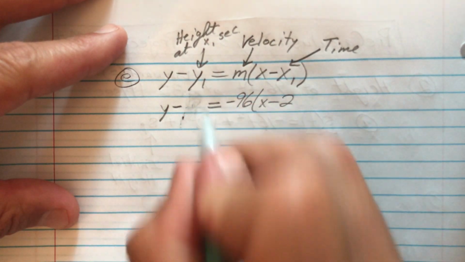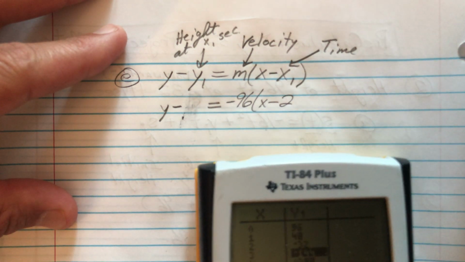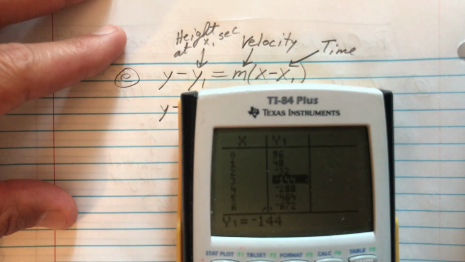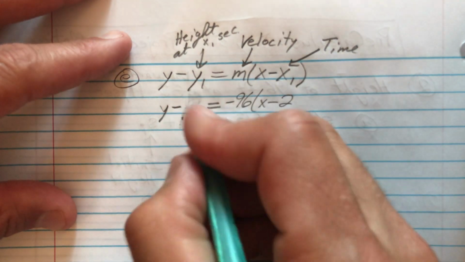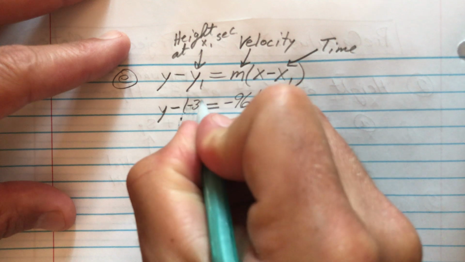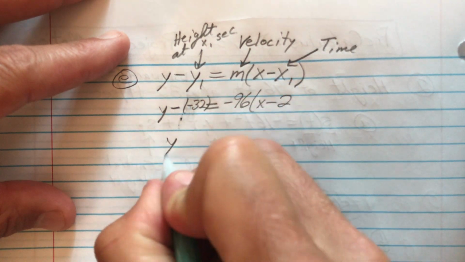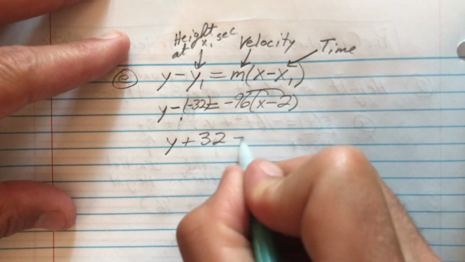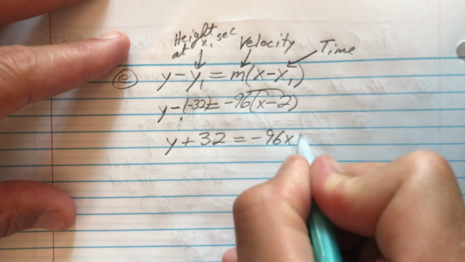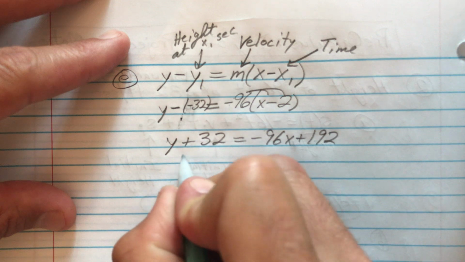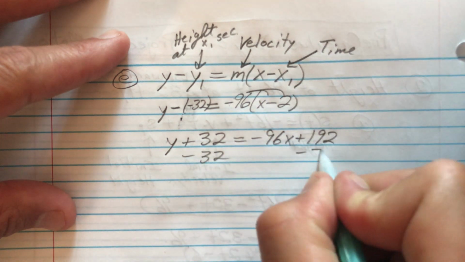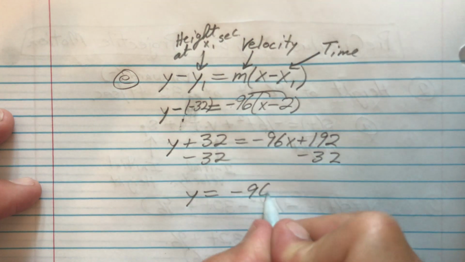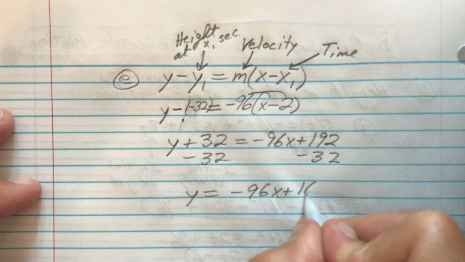And then all you do to find the height is, once again, you look that up on the table. It says here the height is negative 32 feet. And then you simplify. Subtracting a negative is like adding. Distribute your negative 96. Subtract 32 from both sides. And you get negative 96x plus 160.